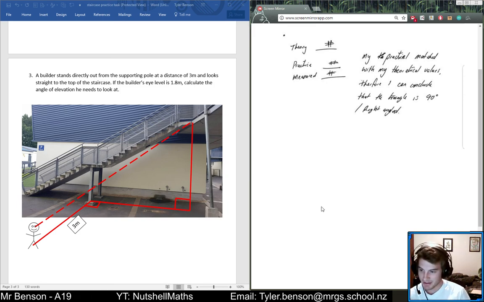Right, method 1 and 2 are both very close to the theoretical answer, therefore I can conclude this is a 90-degree triangle. Or you can say method 1 and 2 have found that the answers are not close to the theoretical answer, therefore I conclude that this is not a 90-degree triangle. Okay, hopefully that answers your question.